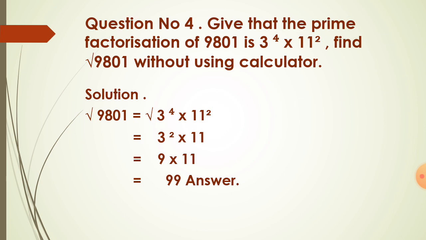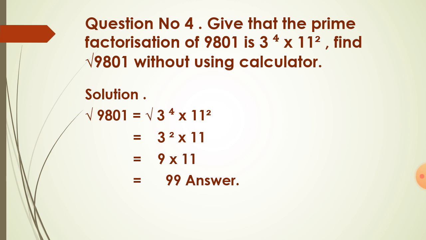Question number 4 is there. Given that the prime factorization of 9801 is 3 to the power of 4 multiplied by 11 squared. Find the square root of 9801 without using a calculator.